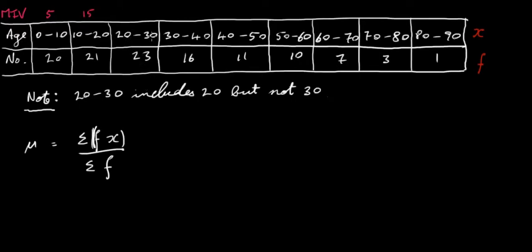So 20 to 30 is 50. 20 plus 30 is 50. Divide 50 by 2, you get 25. So you can see what's happening here. It's the halfway, the middle number between 20 and 30.